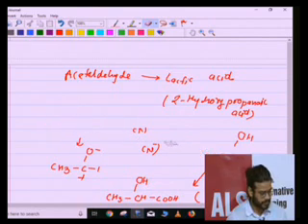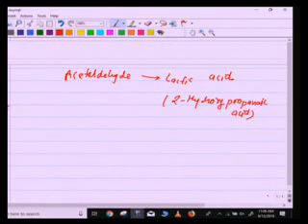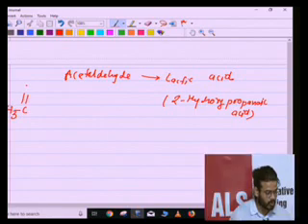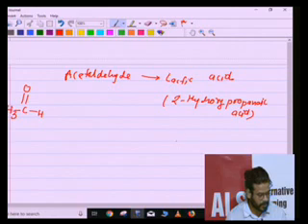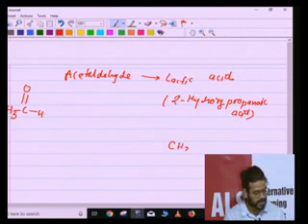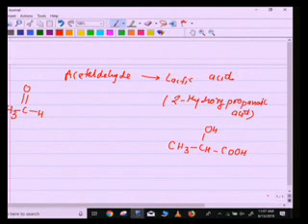So the conversion was: we need to prepare lactic acid from acetaldehyde. Acetaldehyde is also known as ethanal. The formula of ethanal is CH3CHO, that is CH3C double bond O H, and we have to prepare lactic acid, which is 2-hydroxypropanoic acid. So 2-hydroxypropanoic acid is CH3CHOH and COOH. Acha, you guys already know what is cyanohydrin?